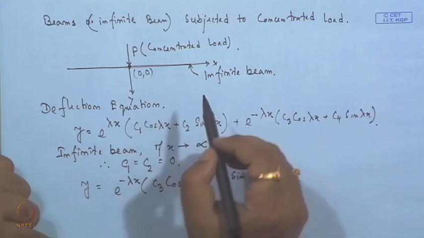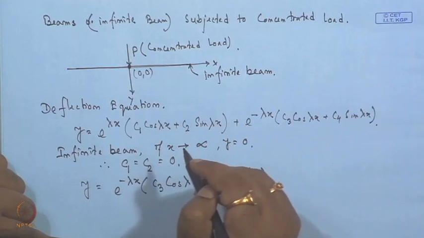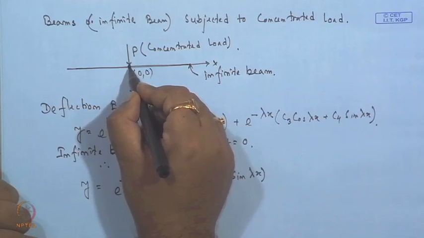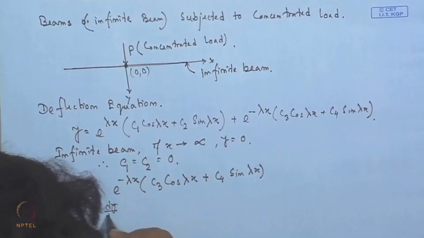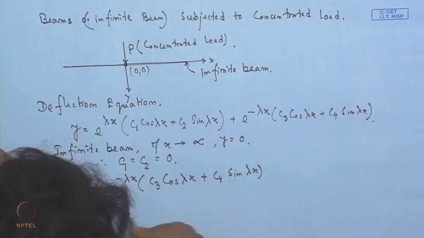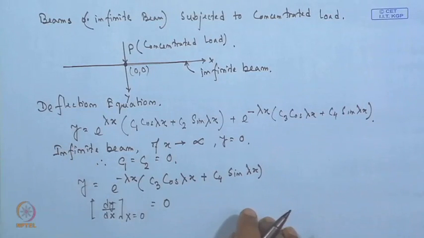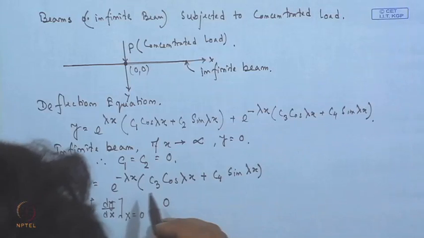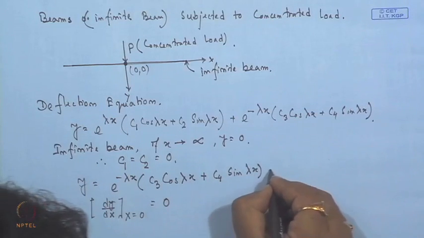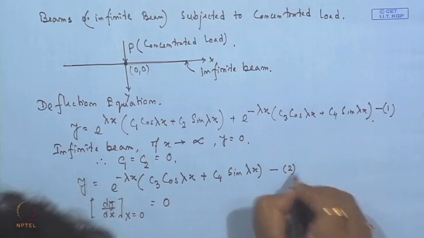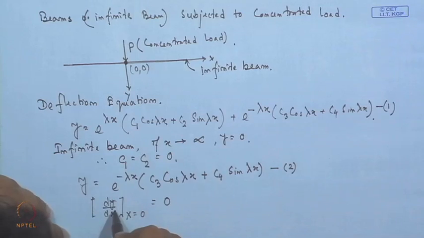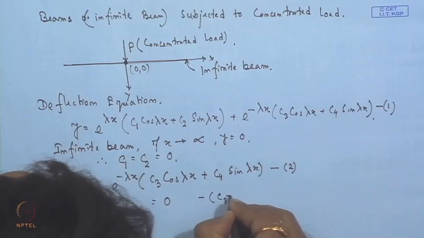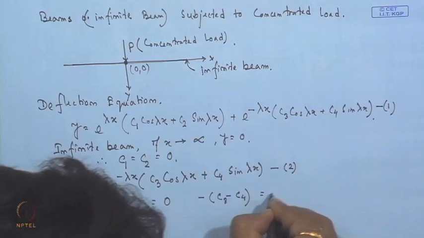Now, the next condition. We have to apply another boundary condition, that is, our slope at the center is 0. That means dy dx at x equal to 0 is 0, because it is a symmetric problem. So, the slope at the center will be 0. Now, suppose this is expression 1, this is expression 2. Once we differentiate expression 2 and put this condition, the slope is 0 at x equal to 0, then we will get this form of expression, that minus c 3 minus c 4 is equal to 0.